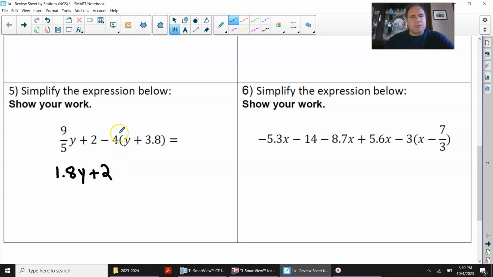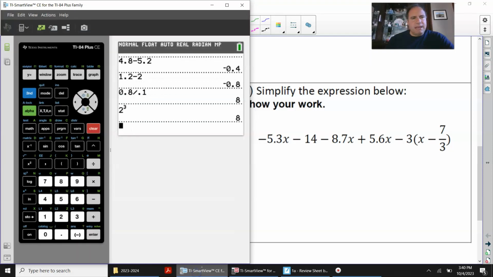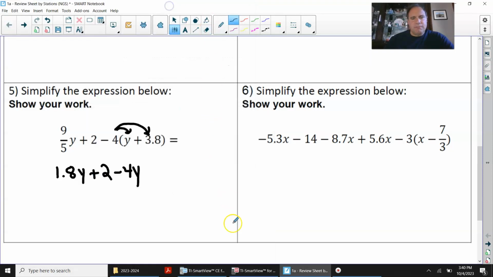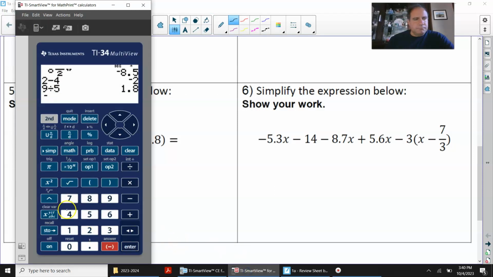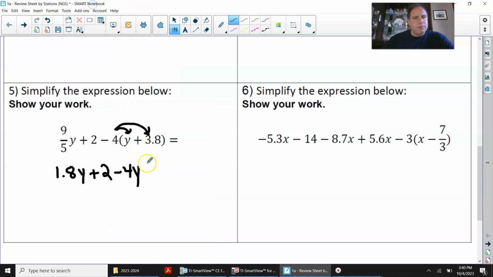Bring down the plus 2, and then I'm going to do distributive property. This is a negative 4 times y, which is negative 4y. And then negative 4 times a positive 3.8. Sorry, wrong calculator. Negative 4 times 3.8 would be negative 15.2.